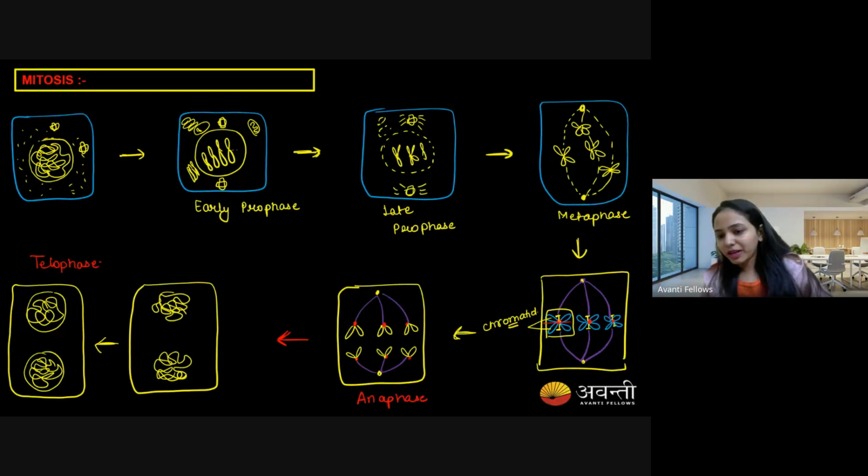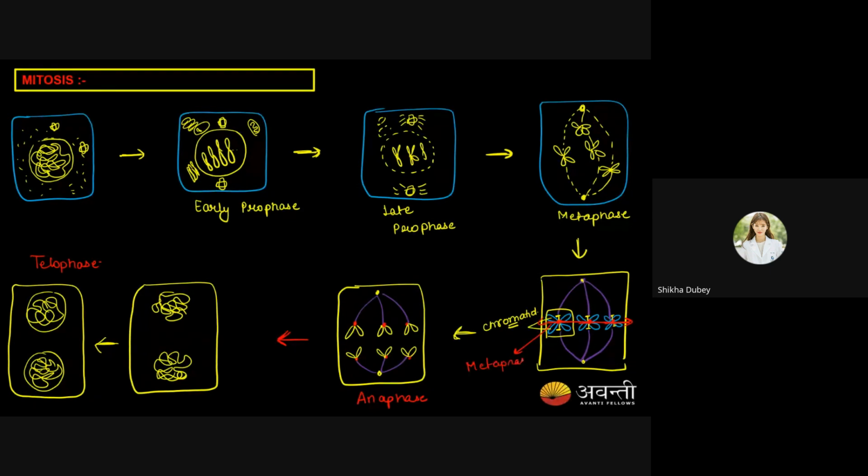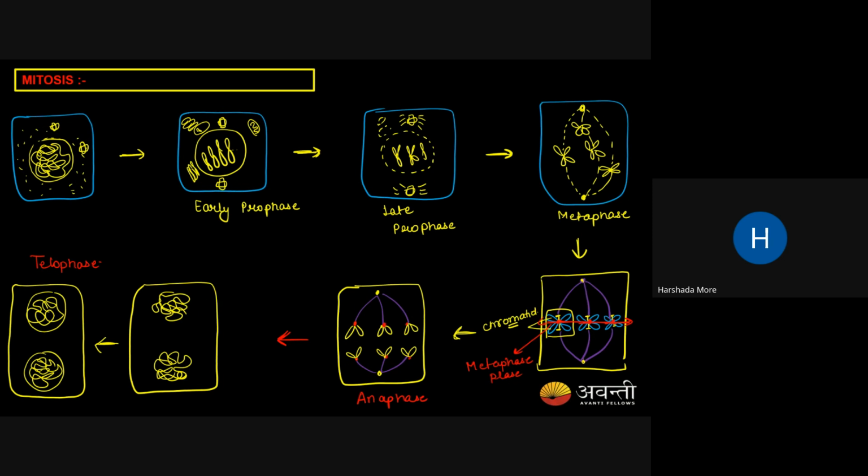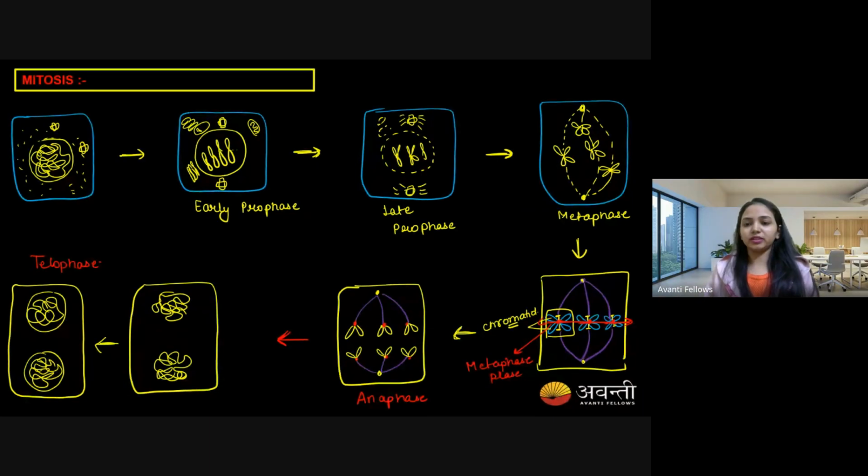And this plate, where all chromosomes are aligned, is known as the metaphase plate. This is the equator. Just like in a globe, we have an equator and we have poles. When we move toward the polar side, what happens? Everyone lives on the equator side. That's why there is moderate temperature.